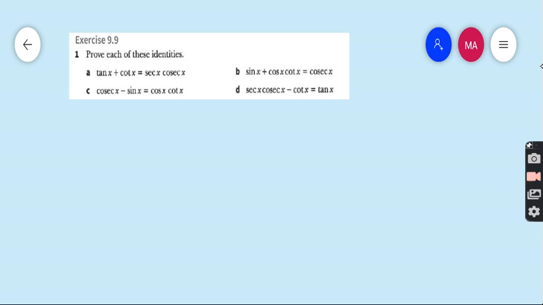Question number 1, prove each of these identities. Part A, tan x plus cot x is equal to sec x cosec x. So take left hand side and convert it into right hand side, or take right hand side and convert it into left hand side.